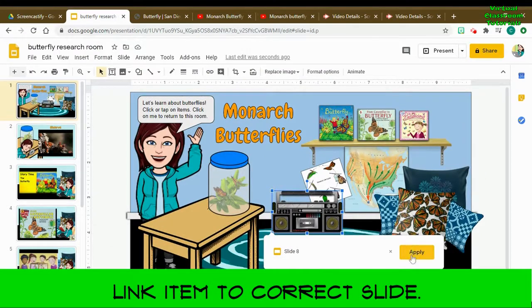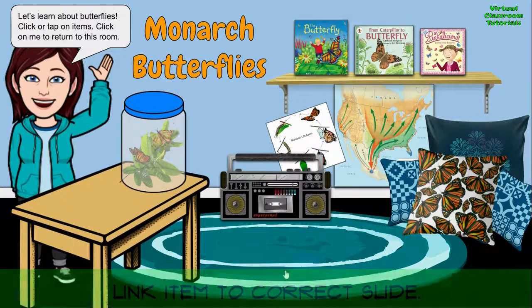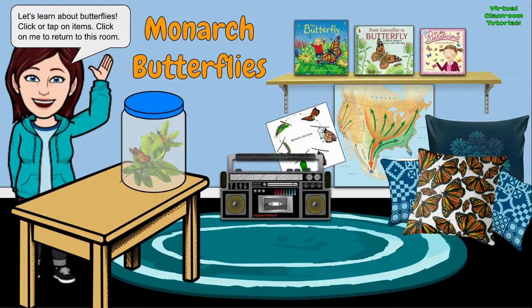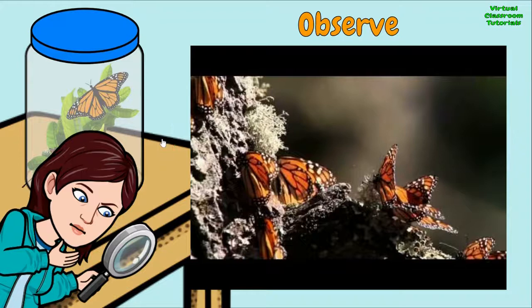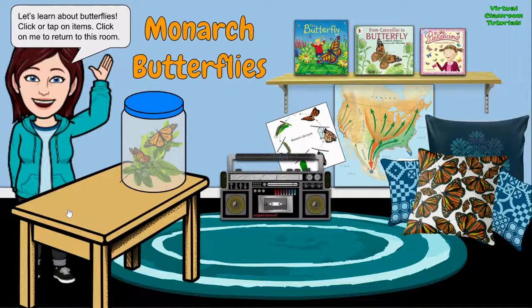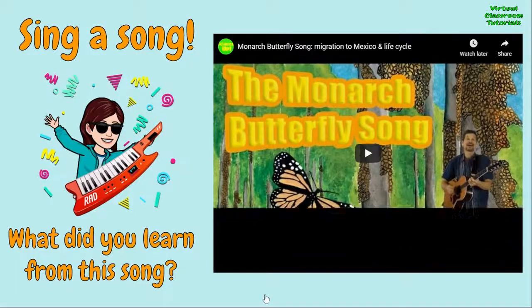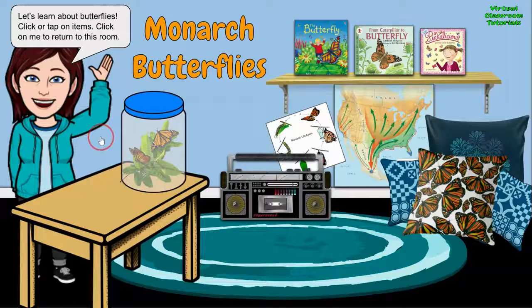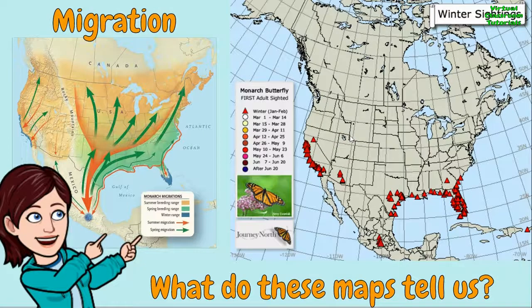Oh, making sure the radio is connected to the right slide. That's important. Now let's test out our room. When students click on the jar, it should take them to the observation task. The stereo goes to the song. Click back on the Bitmoji to go to the main room. And that's how you make a room.